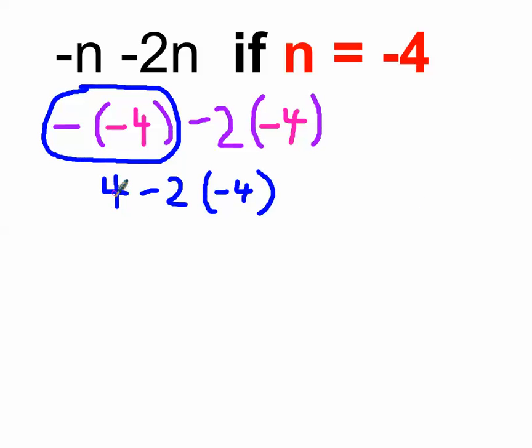Now I've got 4 subtract 2 times negative 4. Order of operations says that I should do the multiplication first, so I'm going to circle the part that I'm going to do in the next step. Before I do that, I'm going to rewrite exactly what is left that is not part of that step. That's the 4 and the subtraction sign. Now I'm going to multiply 2 times negative 4, and that gives me negative 8.